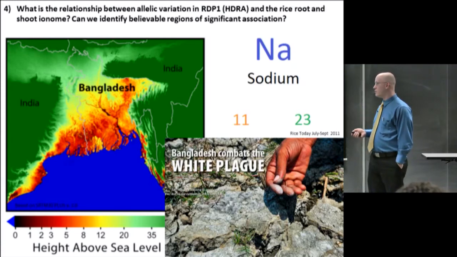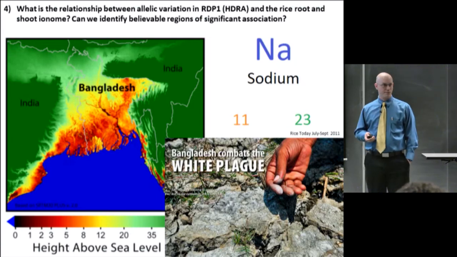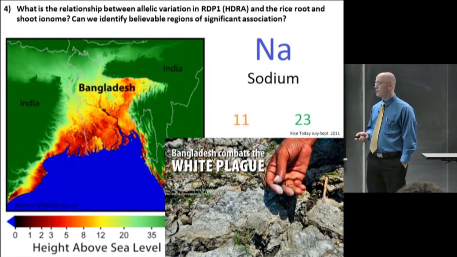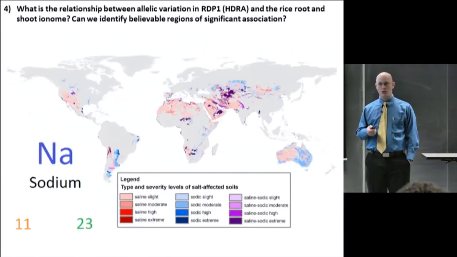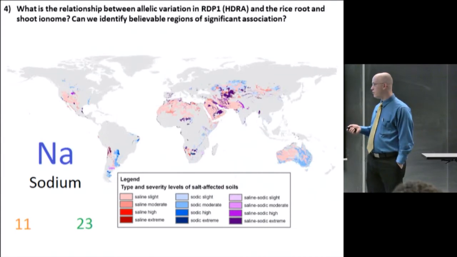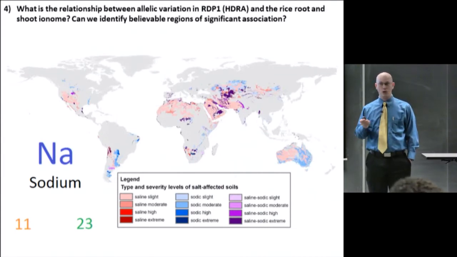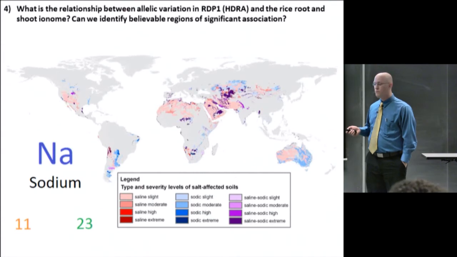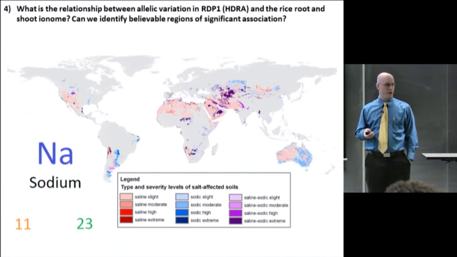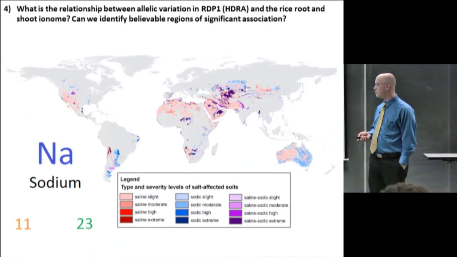Okay? So sodium is an element that needs no introduction. I should point out that Bangladesh is a token example, but that salt problems are worldwide. Largely, they're along coastal areas where you get seawater intrusion, but also in the arid areas because of irrigation. Okay? So as you irrigate, you exacerbate salt problems in soil.